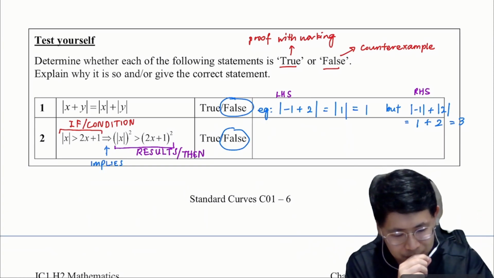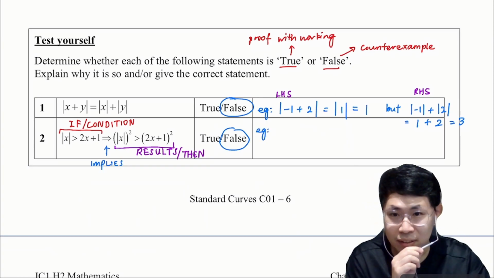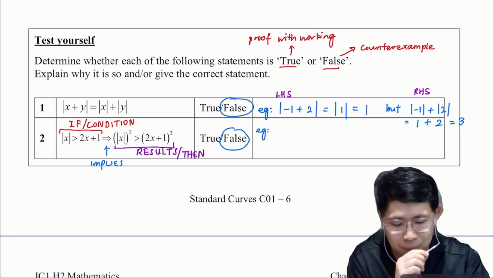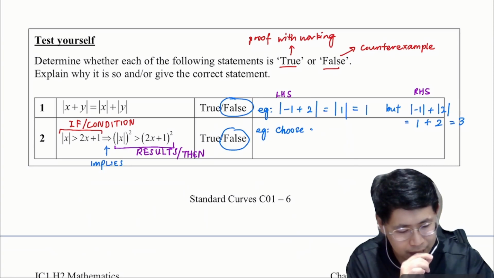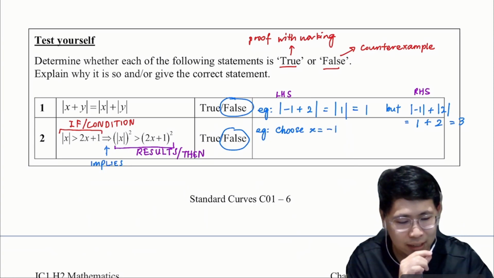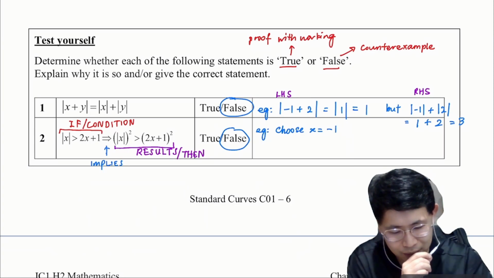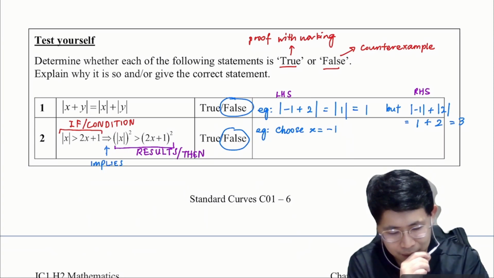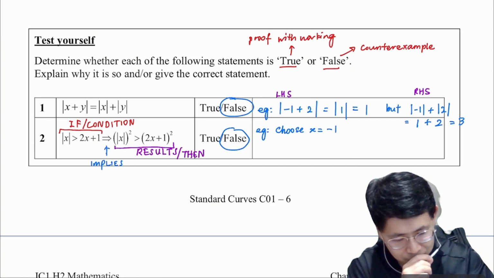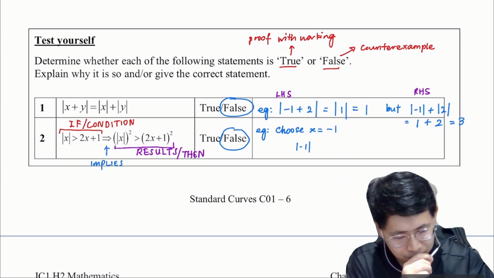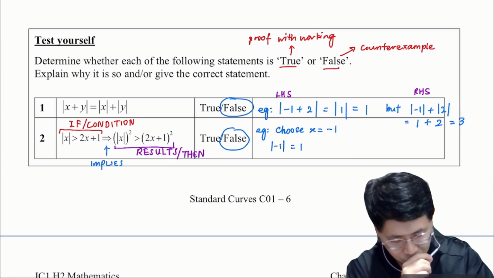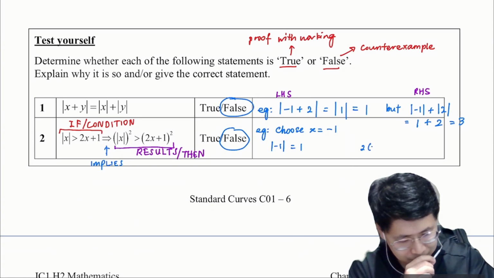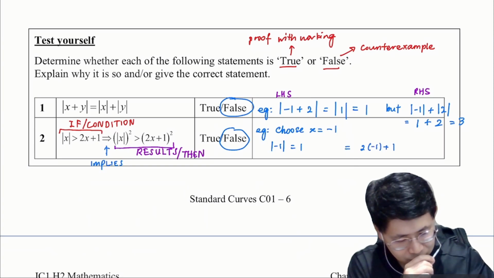For example, this one is false, and I'll give an example. I want a number on the left hand side that makes it true. If I choose x to be negative 1, or negative 2, up to you, let's choose x to be negative 1. The left hand side, the condition part, has modulus of negative 1, which is equal to 1. And then I have 2 times negative 1 plus 1, which is actually equal to negative 1.